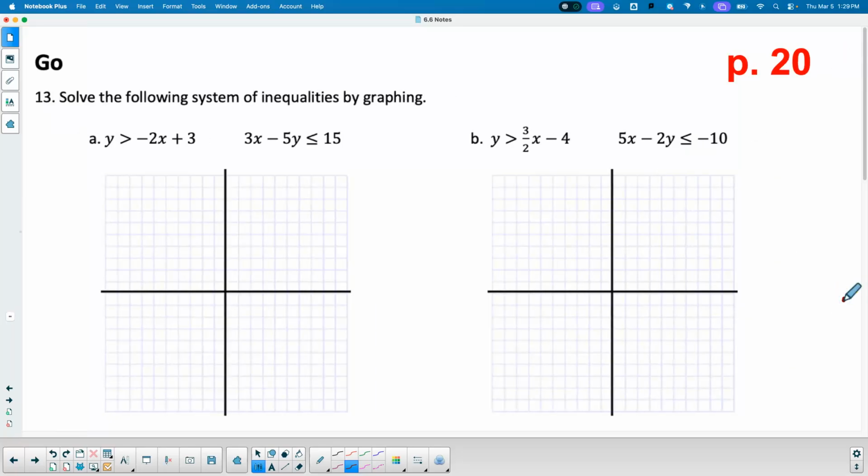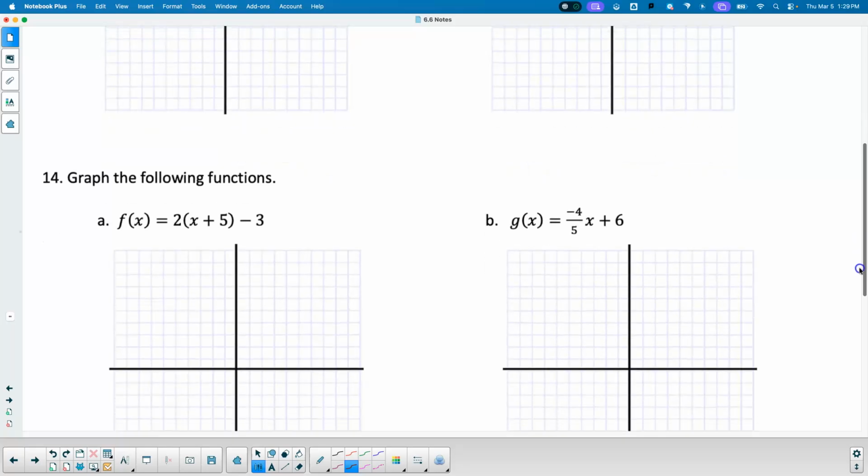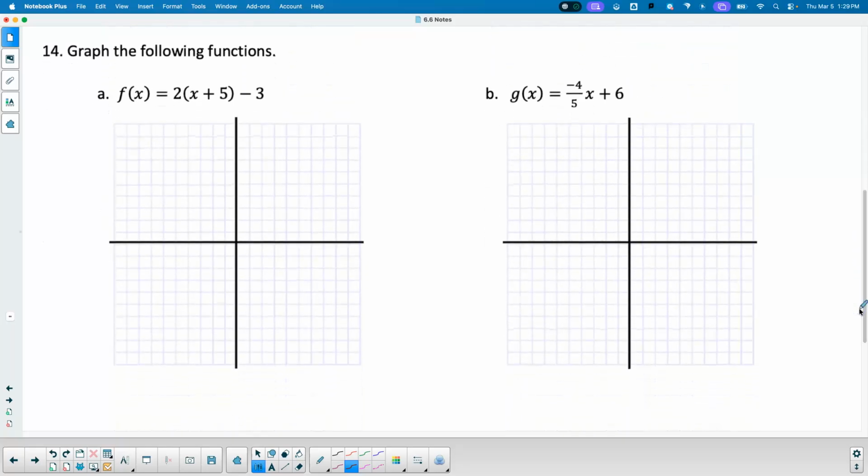When we're graphing inequalities, what do we have to do? Shade them. Yep, it's not just graphing the lines on these, it's shading them. Okay? What about these two? 14. Is that just graphing the line, or do we have to shade there in 14? Yes or no on shading for 14?